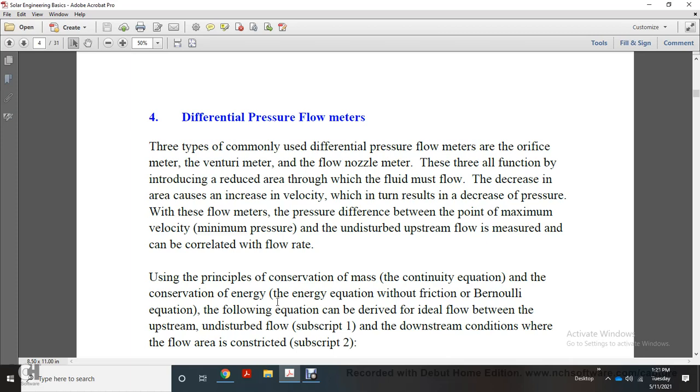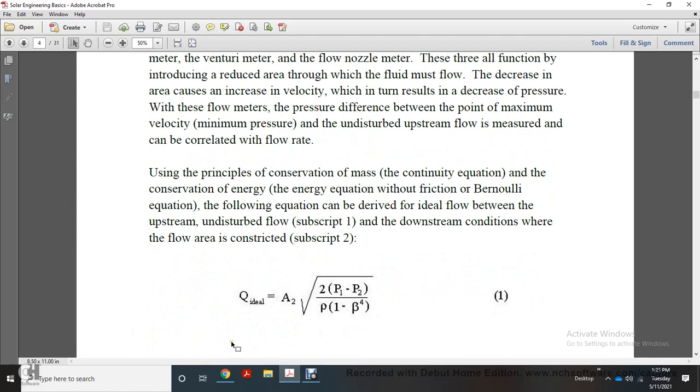Using the principle of conservation of mass, the continuity equation, and the conservation of energy equation without friction, the Bernoulli equation, the following equation is derived for ideal flow between the upstream undisturbed flow, subscript 1, and the downstream condition where the flow area is constricted, subscript 2.